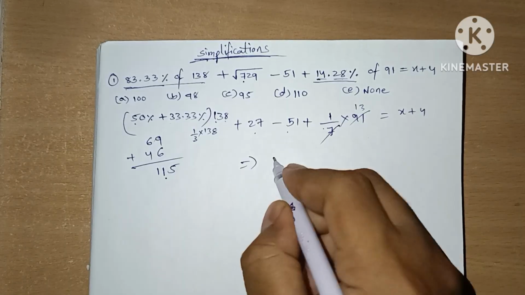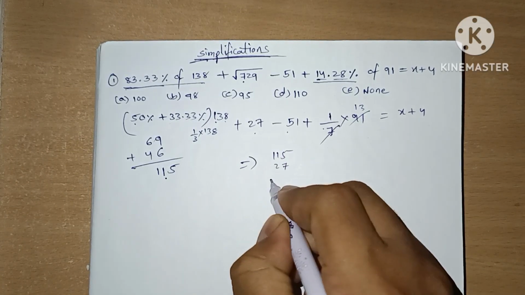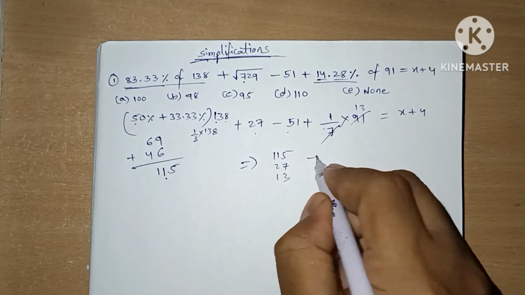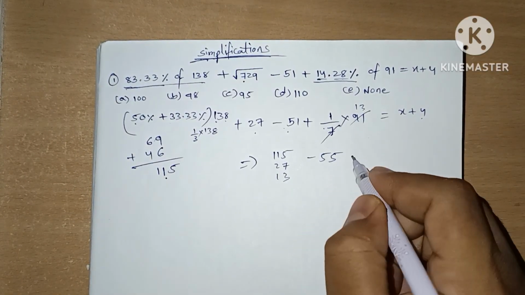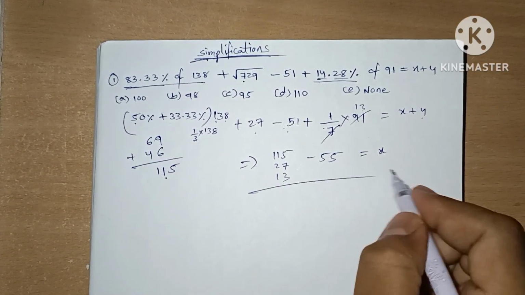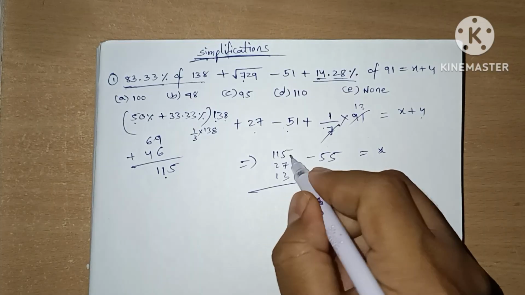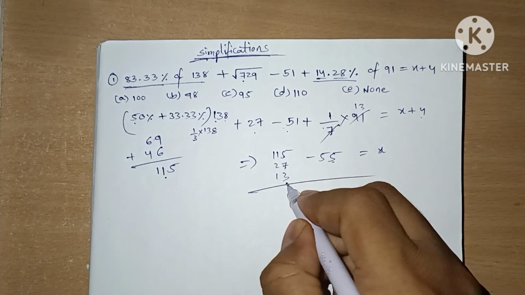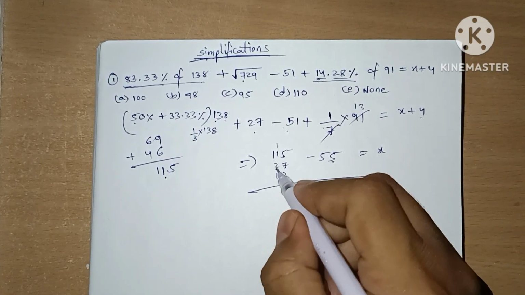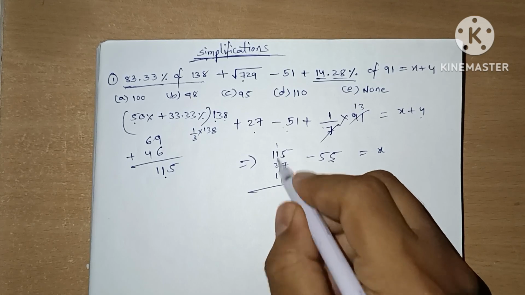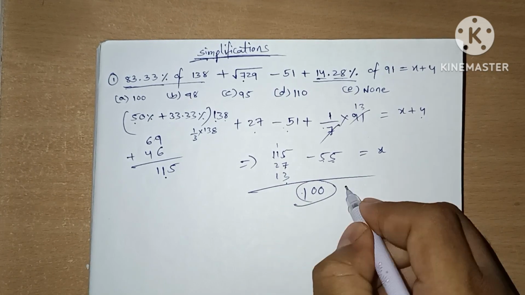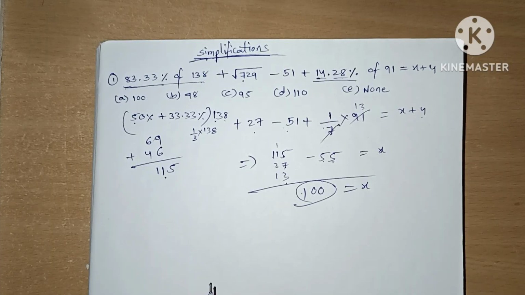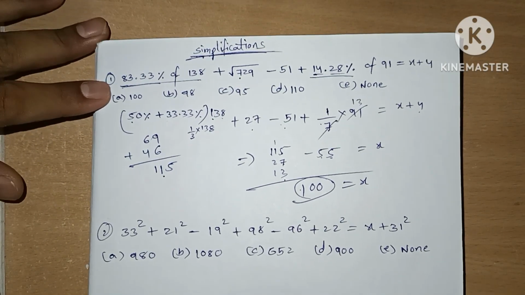So totally, minus 51 and minus 4 will be 55 equals x. Here we eliminate 5 and 5. We are left with 10. We have 5 and 5, 0. Left with 1. Okay. So x value is 100. Next question. This is the second question.